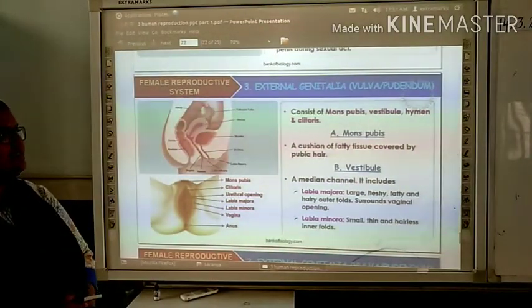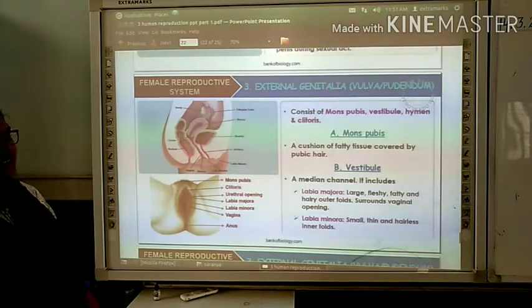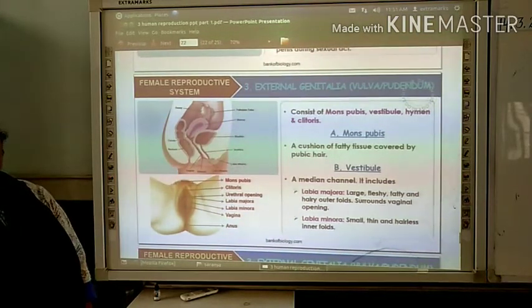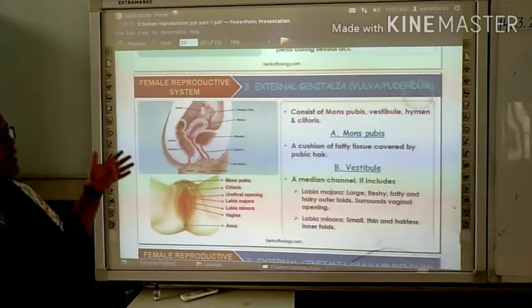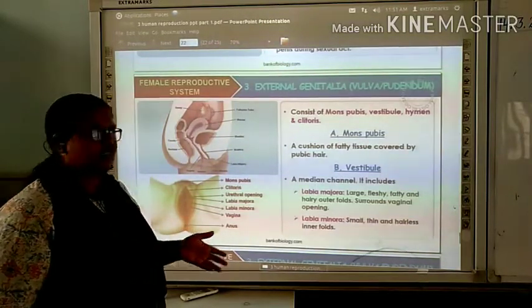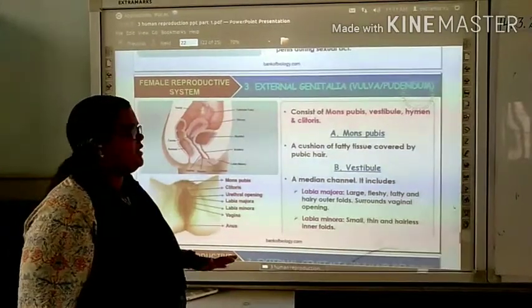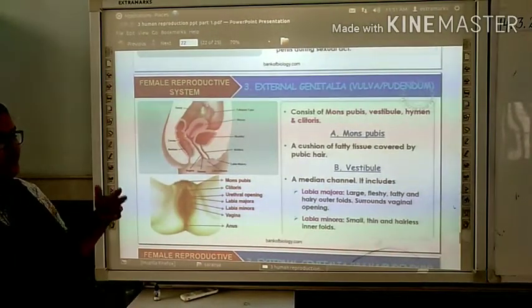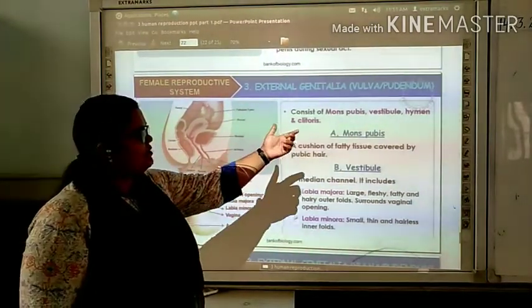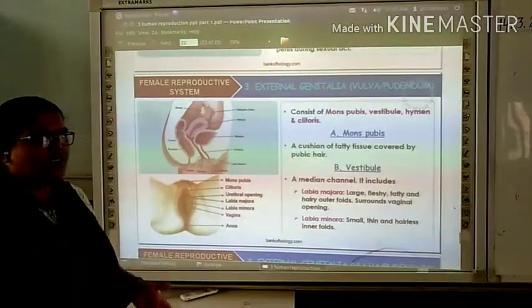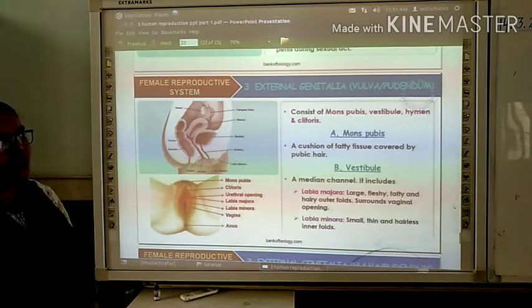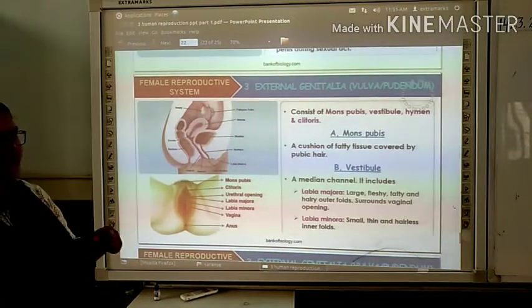Reproductive system, that's the external genitalia, or we can say that it is the vulva, that's the common name we are using. The external genitalia of the female reproductive system is called the vulva, right? It actually consists of different parts. One part is the mons pubis, vestibule, hymen and clitoris. These all are parts of the external genitalia or vulva, right? So one by one we will go.